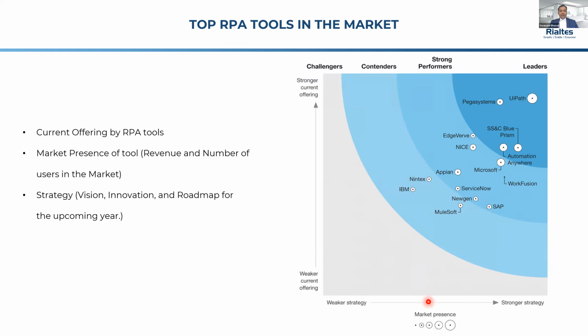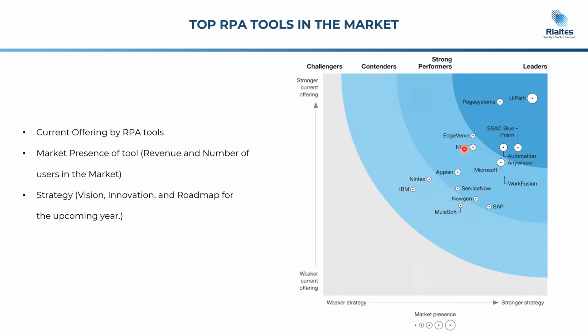So based on all this information, Gartner declared UiPath is the leader. Now here on the x-axis, you can see weaker strategy, then stronger strategy. On the y-axis, you can see weaker current offering and stronger current offering. Now you can see here challengers, contenders, strong performers, and leaders. So these are the tools with a strong strategy and strong current offering and leaders in RPA. So UiPath, Automation Anywhere, Pegasystems, Blue Prism are the leaders.